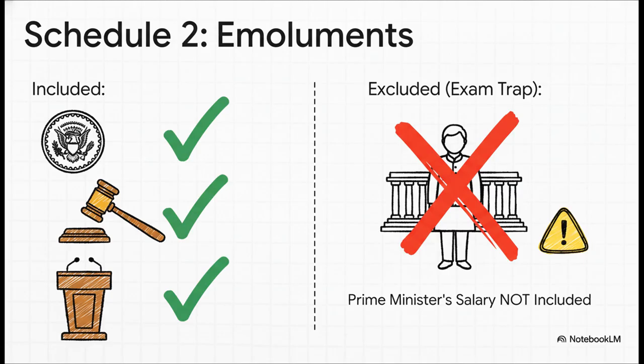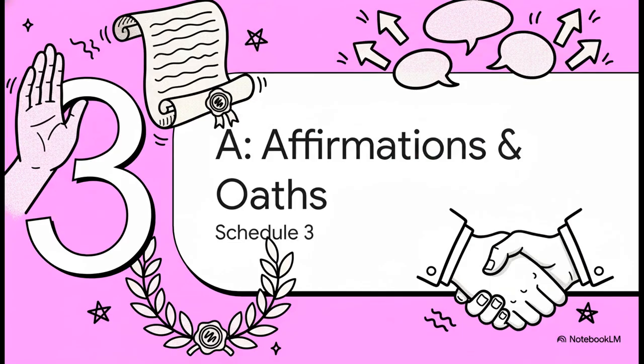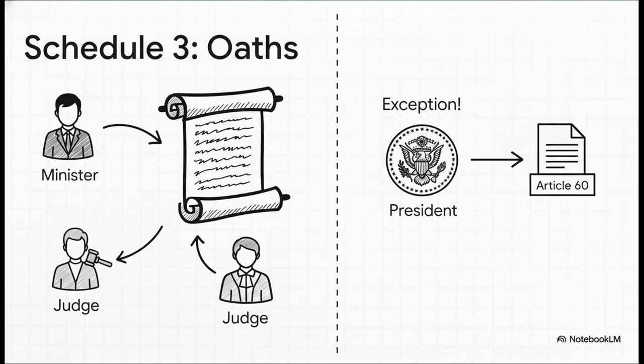They love asking that. Let's move to the A in tiers, which stands for affirmations and oaths. So if Schedule 2 was about the paycheck, Schedule 3 is all about the promise. This one contains the exact wording for the oaths that ministers, MPs, and judges take. But, and this is a big but for your exam, there's a huge exception. The president's oath is not here. It's so important that it gets its own special place in Article 60. Remember that, it's a very common trap.